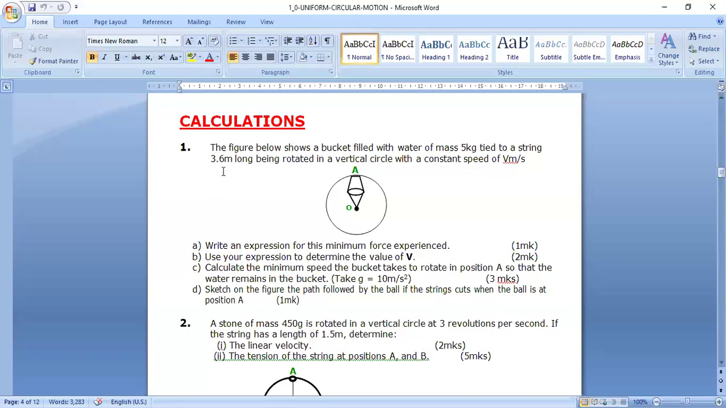So we are looking for V, and we are told that it's a bucket filled with water of mass 5 kgs, radius is 3.6, being rotated in a vertical circle with a constant speed of V. So substituting here, we have tension.